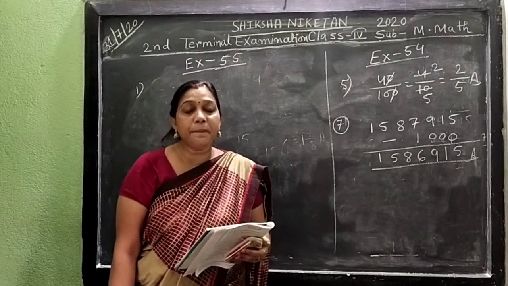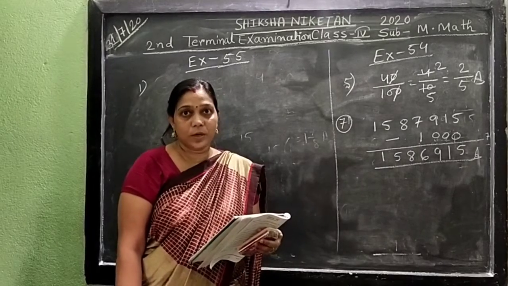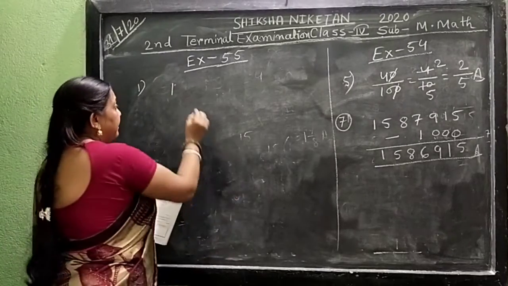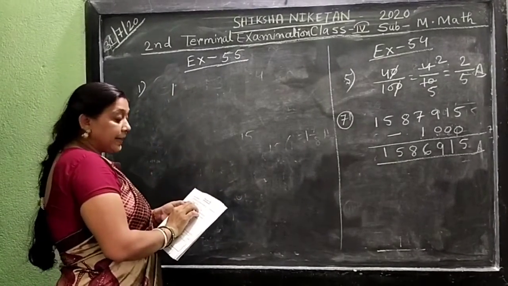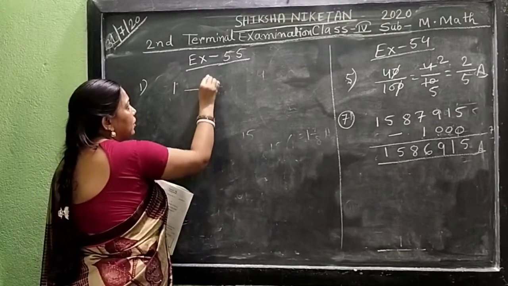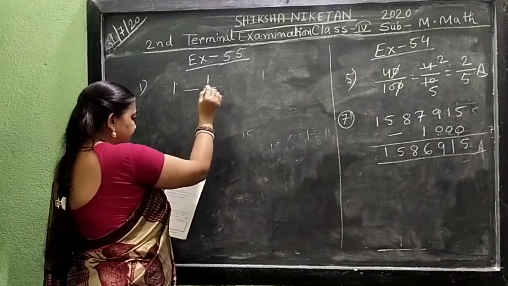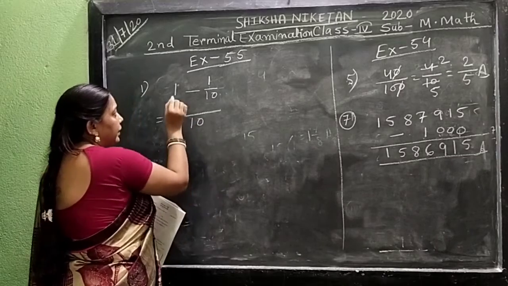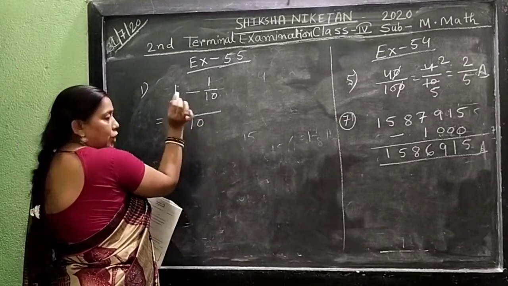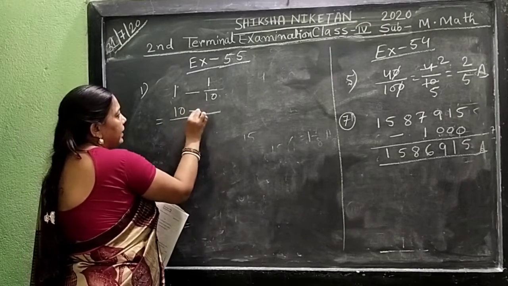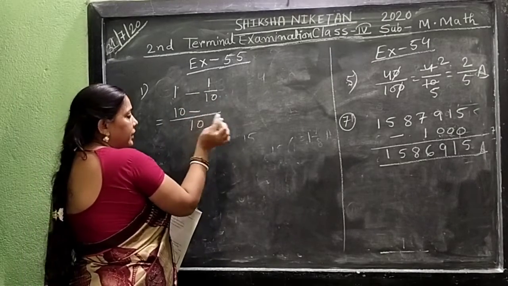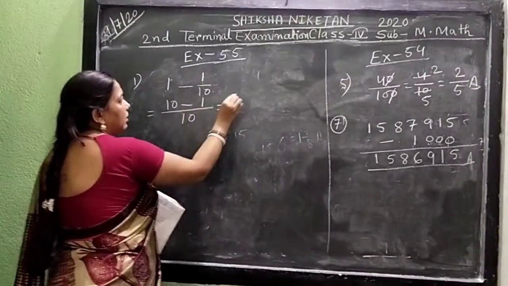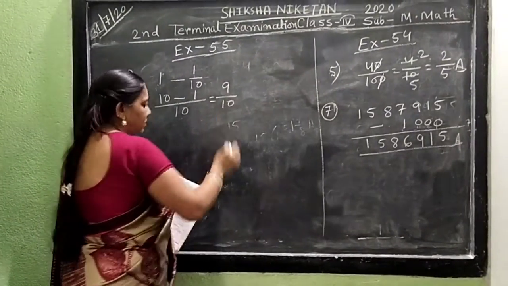Suppose the total book pages are 1. Okay, so we write here 1. And he reads 1 by 10 of the book every day, so we subtract 1 by 10 from 1. We take LCM 10. We multiply 10 1 ja 10, minus, we write here 10, and divide 10 by 10. 10 1 ja 10. Then multiply 1. We subtract, 9 by 10.